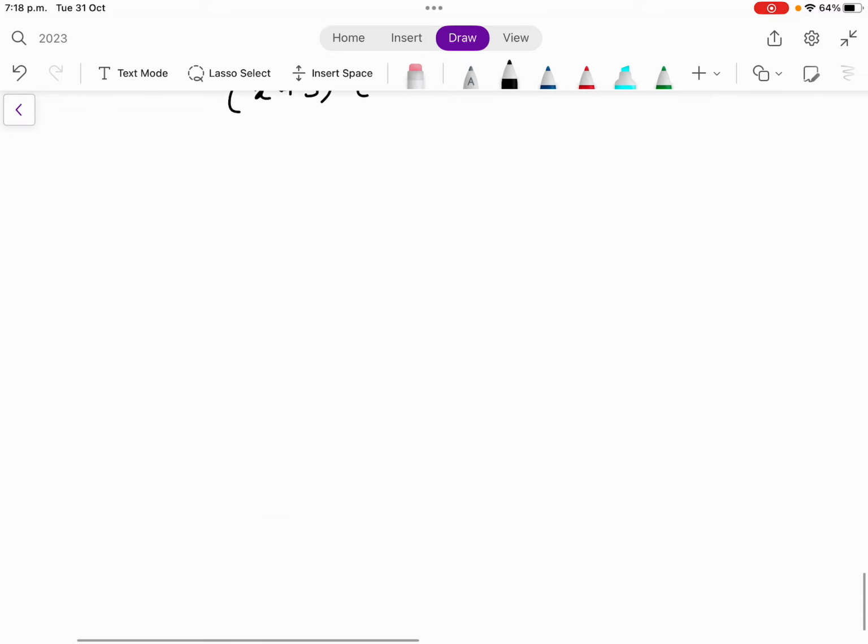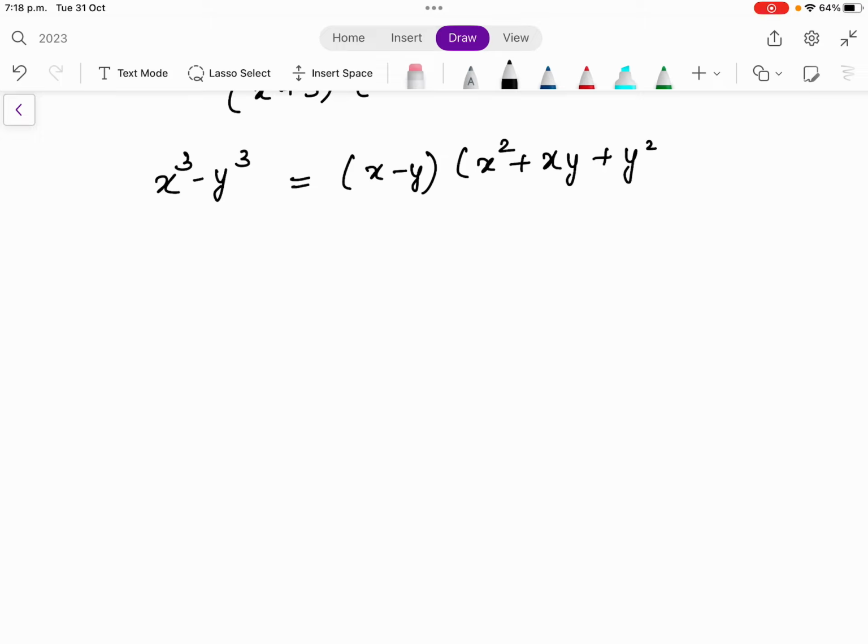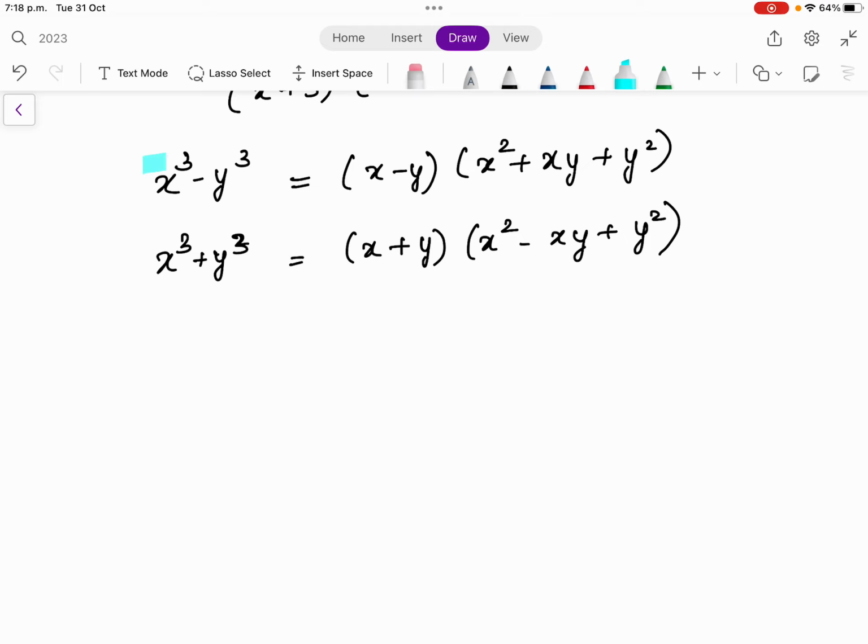Now the next one is factorizing terms of the form x cube minus y cube. For factorizing x cube minus y cube, there is an identity: x minus y times x square plus xy plus y square. Similarly, for x cube plus y cube, you have the identity x plus y times x square minus xy plus y square. These two identities are not in the formula book, but they have to be used. So memorize this formula and try to understand it.